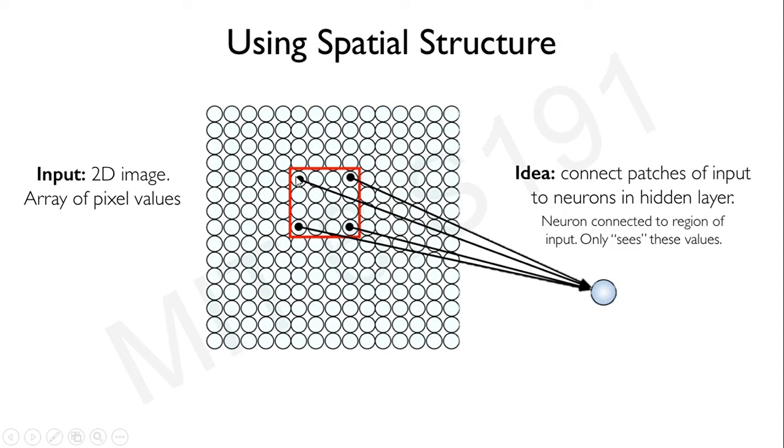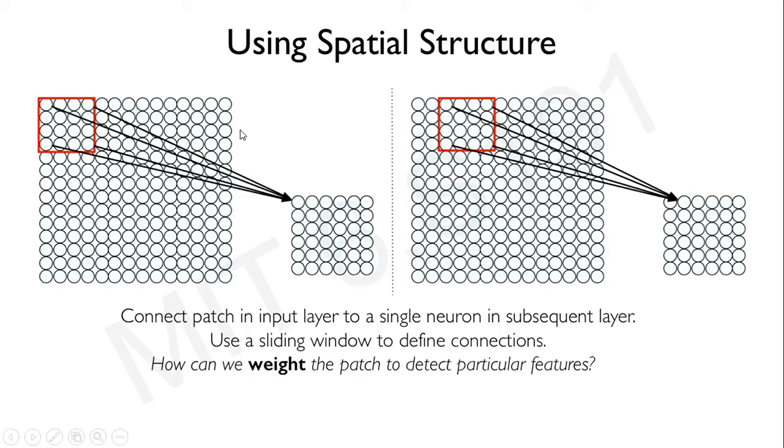So let's say that this is a 2D image represented as an array of pixel values, and each neuron in a hidden layer only sees a particular region of what the input to that layer is. This not only reduces the number of weights in our model, but also allows us to leverage the fact that in an image, pixels that are spatially close to each other are probably somewhat related. We can define connections across the whole input by applying the same principle of connecting in patches in the input layer to neurons in the subsequent layer, and we do this by actually sliding the patch window across the input image. In this case, we are sliding it by 2 units.